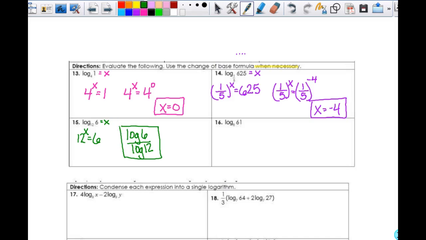So then this next one, this would be 8 to the x power equals 61. Well, again, I can't get a common base there, so this is just change of base. Log of 61 over the log of 8. And that's it.